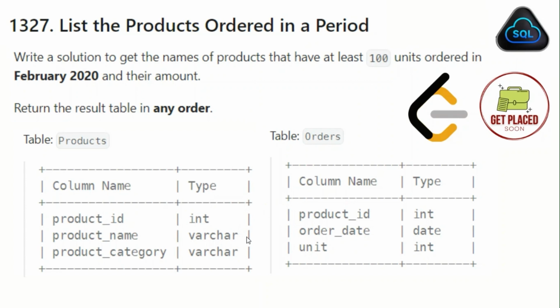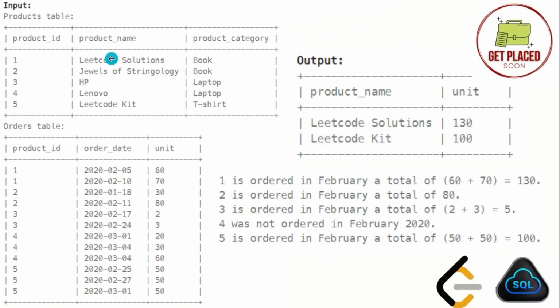Now let's look at an example. Here you can see there are 5 products like Leetcode Solutions book, Jewels of Stringology book, 2 different laptops and 1 t-shirt. These are the 5 products available. We have product IDs and we have product category. We don't have to look at product category at all. Now we have the orders table. You can see the products like 1 means Leetcode Solutions book, 2, 3, 4, 5. So all these products are listed here. You can see the order date and units are also listed here.